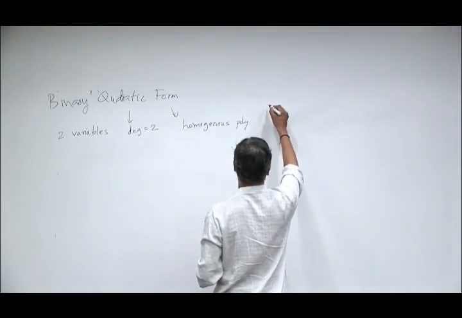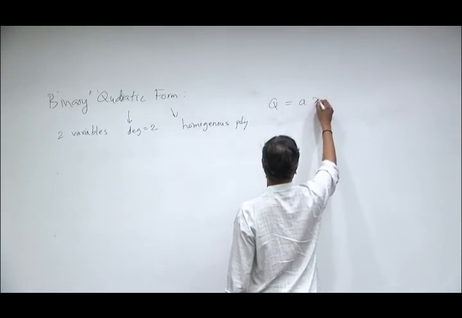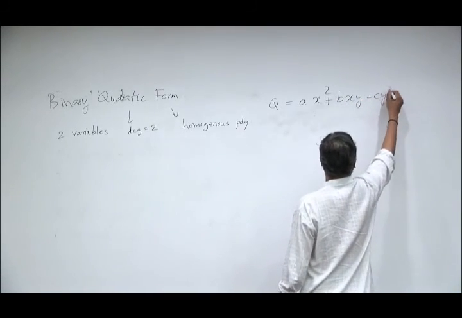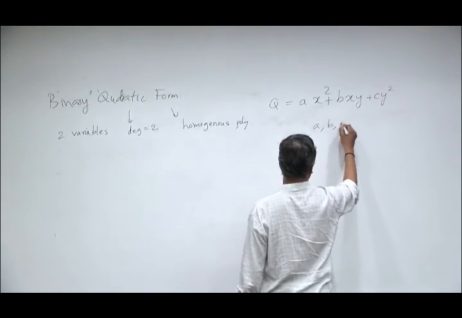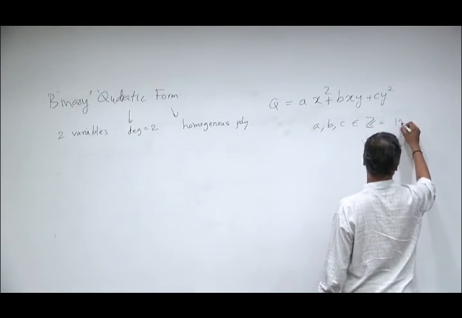Okay, so let's just go ahead and define: Q is said to be a binary quadratic form if it can be written as, where a, b, c are integers. So we are talking about quadratic forms over integers. So Z is integers.